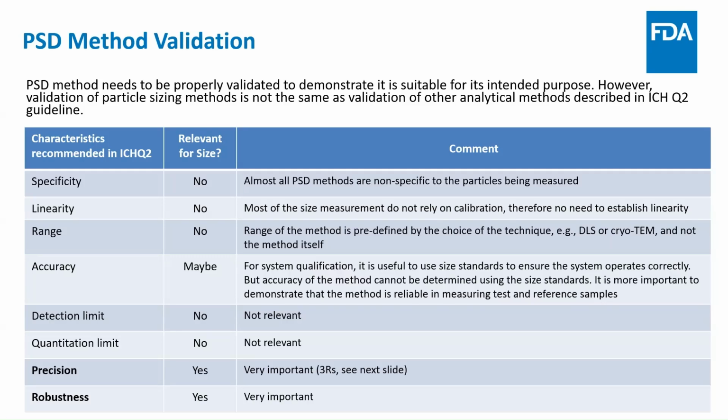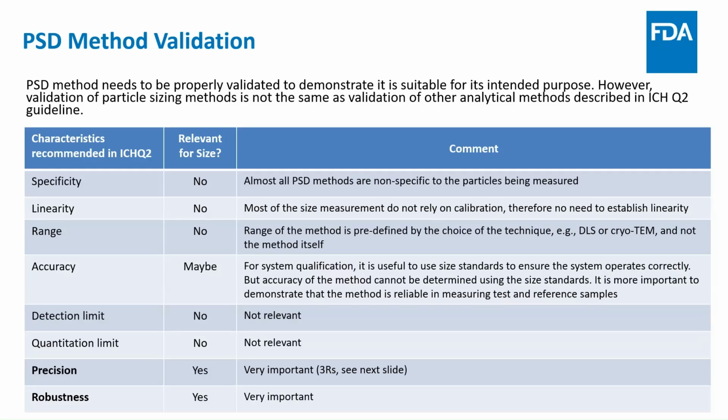But what we are truly asking the company to do, or expecting them to do, is not necessarily the accuracy. What we are expecting them to show is the qualification of their system, to demonstrate that every day when they're doing that, the system is functioning properly. So even with the use of the size standard, the purpose is not to ensure accuracy of the measurement, but rather to ensure the system is qualified to perform subsequent measurement.